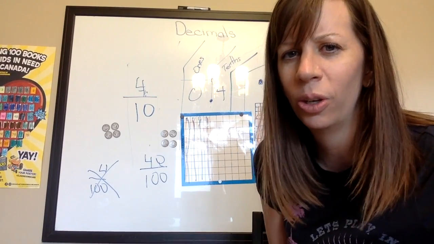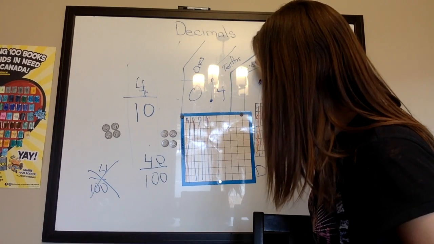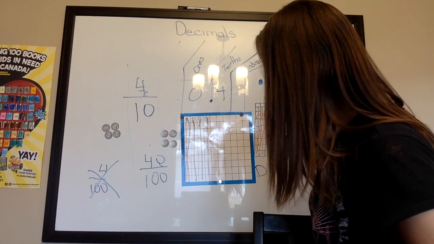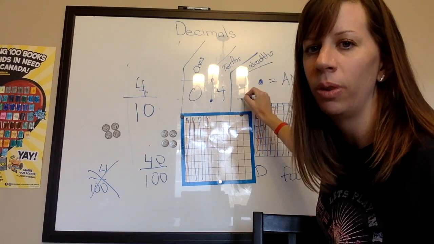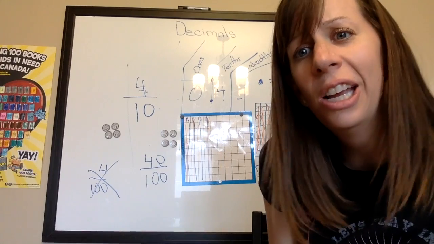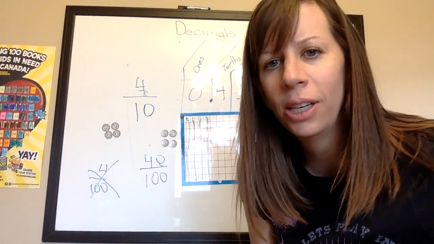And once we start to learn about the next part, this part that says hundredths, the TH, once we learn about this part in the place value chart, this is going to make a little bit more sense, okay? So keep working on that.